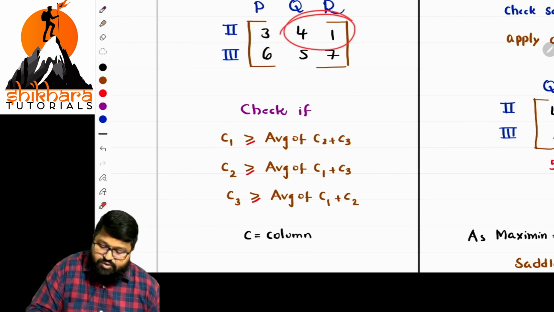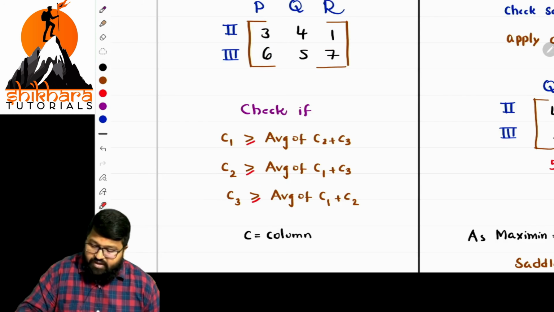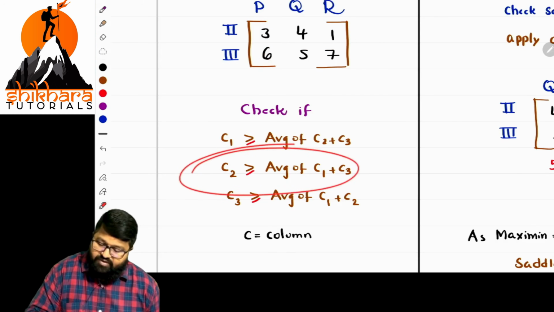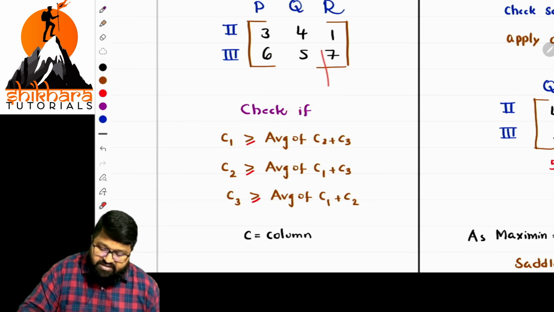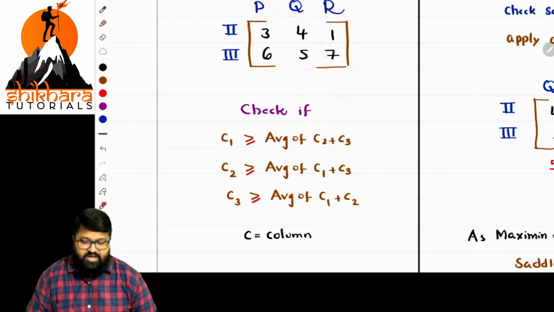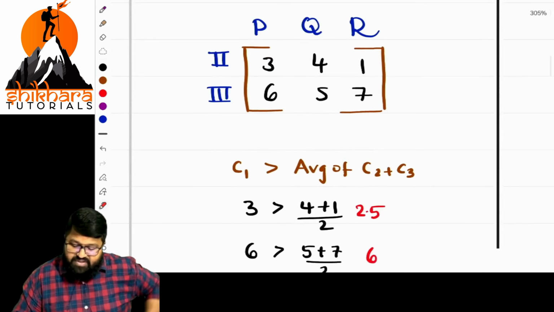Do the average of these two things. Compare with that. If it is more, then eliminate it. And even in the case of C2, it is the same. If you are taking C2, compare with these two averages. Or else if you are taking C3, compare with these two averages. Am I clear? So now we are comparing C1 with the average of that.